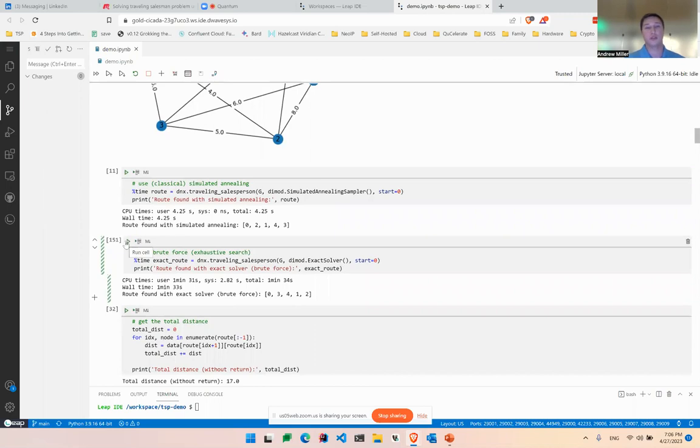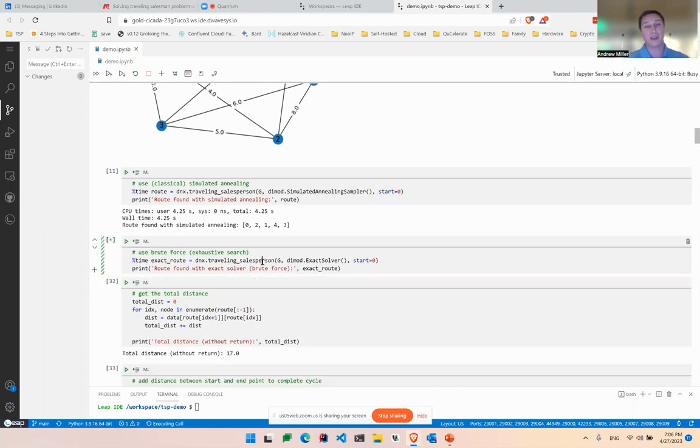Now you can also use an exact solver, which does an exhaustive search of all the possible solutions. When I ran it, it took 1 minute and 30 seconds. If I start adding more nodes, it will quickly take hours and days and months and years. That's why we try to use other algorithms, and that's where the quantum annealer comes in. Simulated annealing is great, and you can still solve it on a classical machine, but maybe you can do better with quantum annealing.